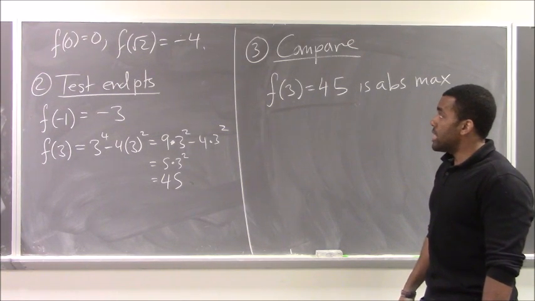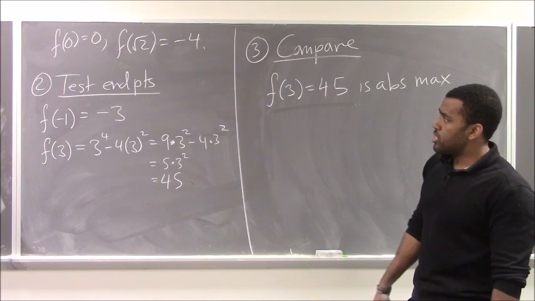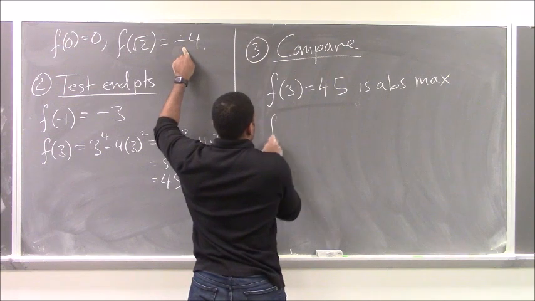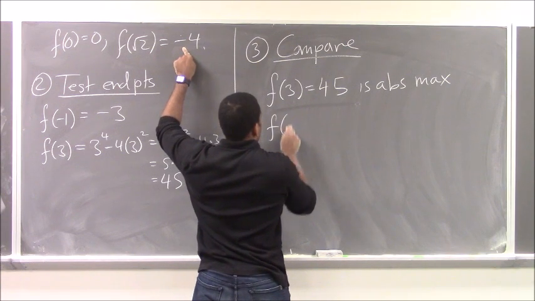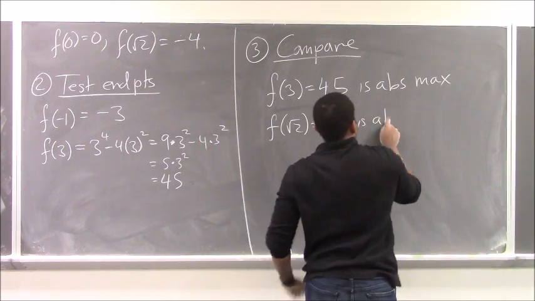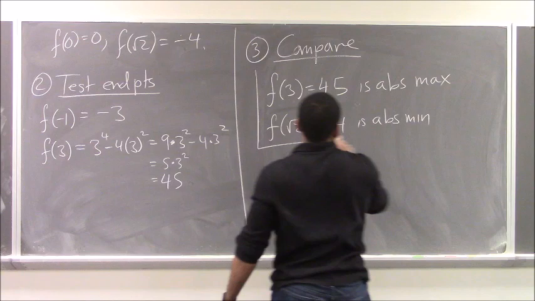You normally want to write out the answer in this way. And next you just pick out the smallest guy. So out of 0, minus 4, minus 3, and 45, who's the smallest? Well, the minus 4 is the smallest. So this is f of radical 2 is minus 4, your absolute min. And that is your answer.